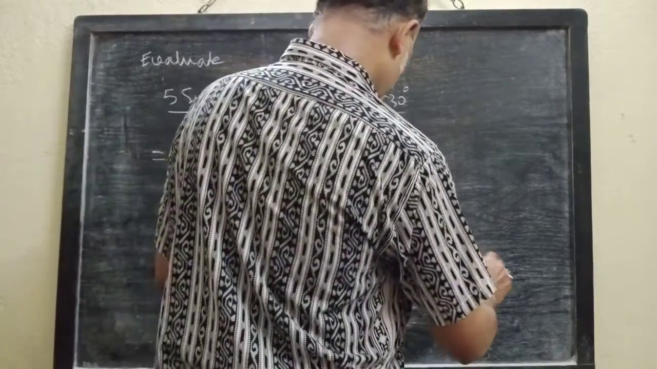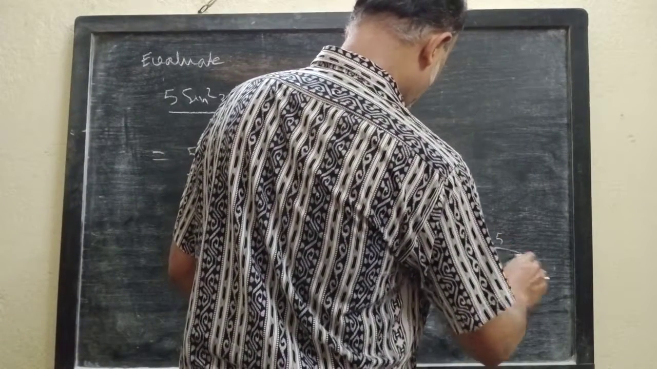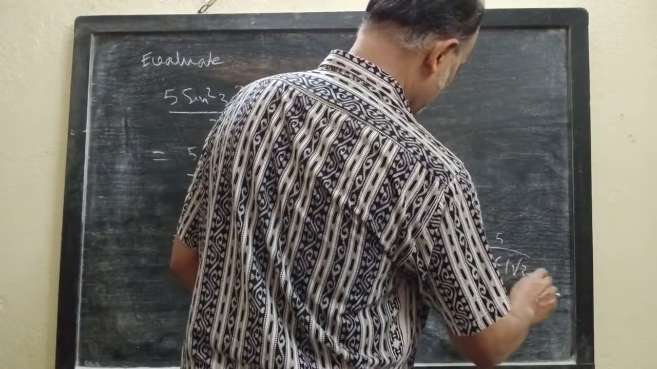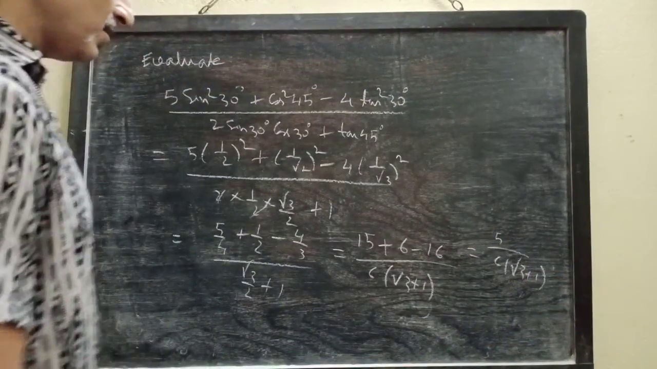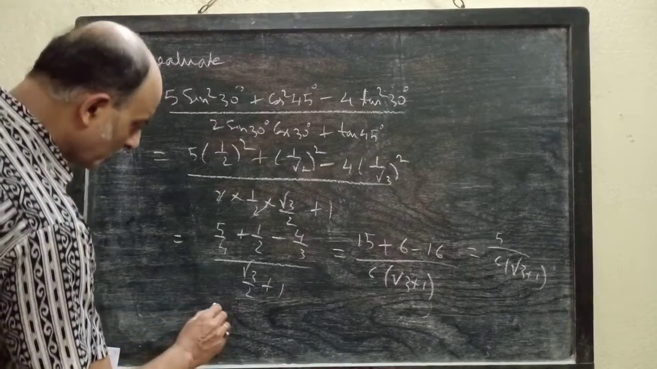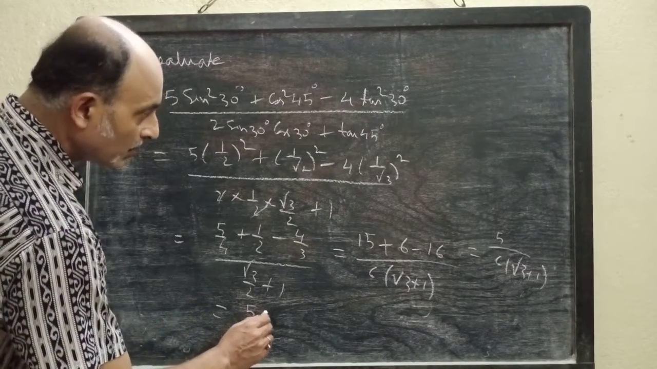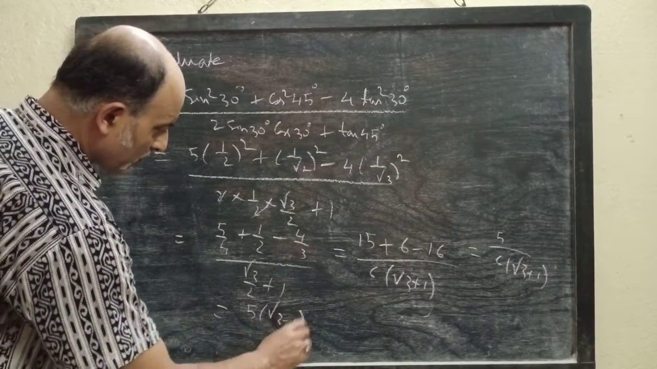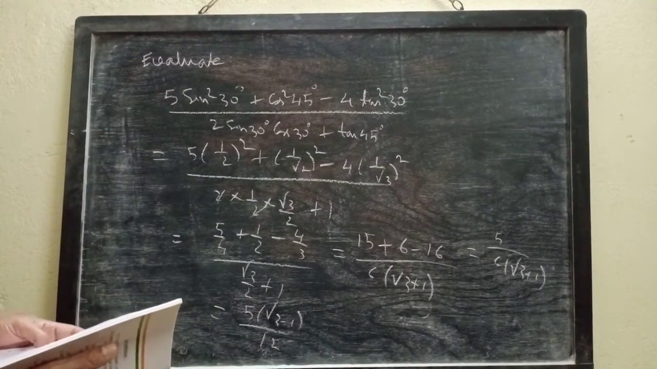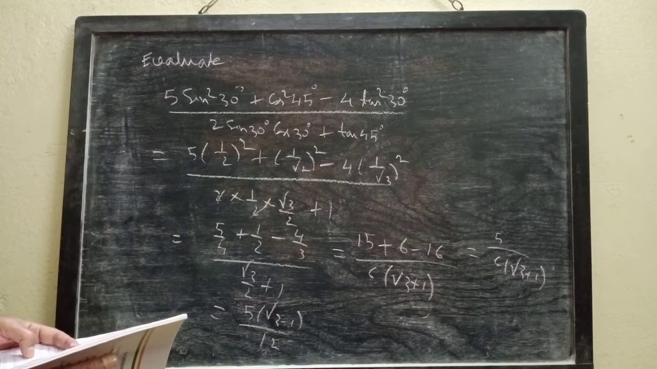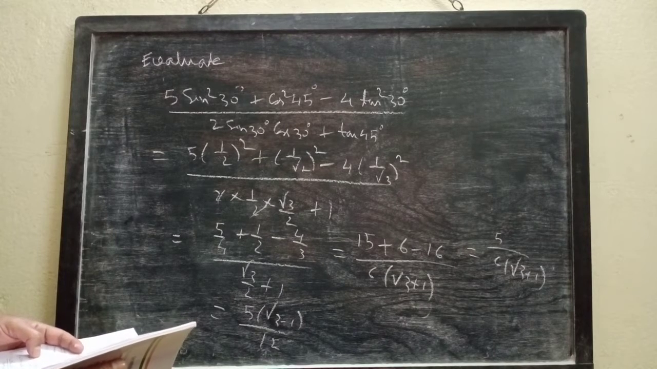Here it becomes 5 by 6 into root 3 minus root 3 plus 1. Now multiply both n and d by root 3 plus 1. You will get 5 into root 3 minus 1. Here it becomes 12. So 5 by 12 into root 3 minus 1.